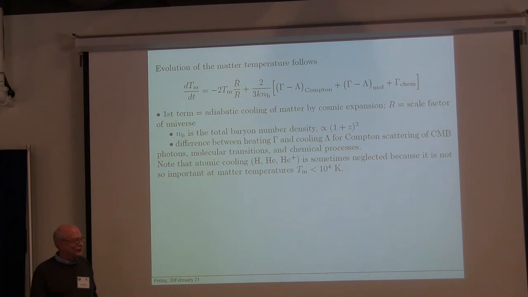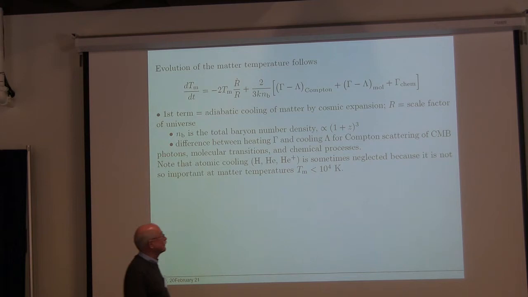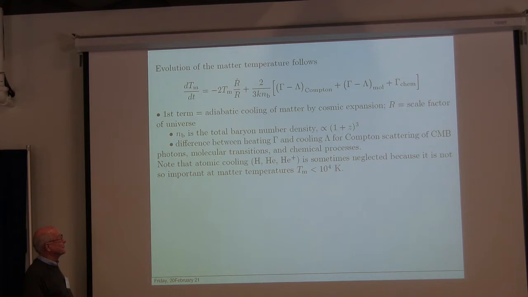Adiabatic expansion. Things cool because they expand. There is a balance between energy gains and energy losses due to Compton scattering, that is just the interaction of the radiation and the matter. Then there are gains and losses in energy, that is heating and cooling processes that are molecular in nature, through reactions and other kinds of interactions with the radiation and the chemical terms.